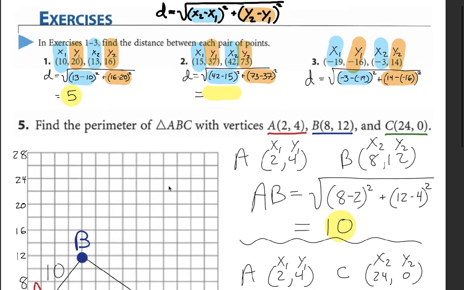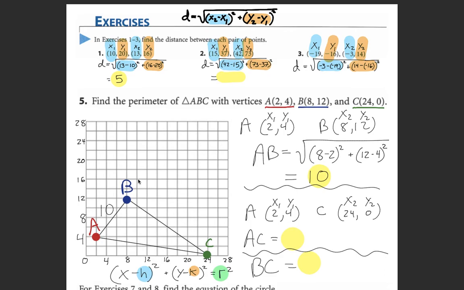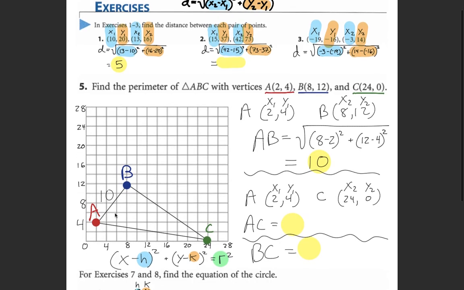Find the perimeter of triangle ABC with vertices A, B, and C. I think it helps to visualize things a little, to write them all down. So I'm going to say A is this red point, B is this blue point, and C is this green point.